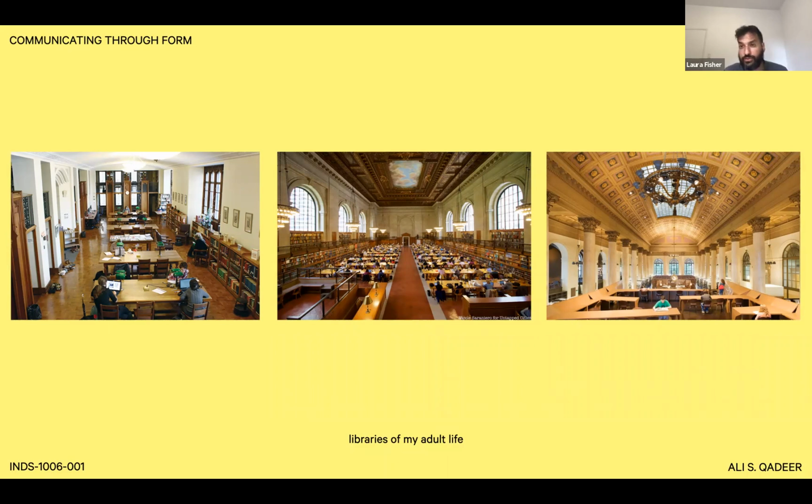After that, I moved to New York City. In the middle there, you're going to see the New York Public Library, where I became a self-taught graphic designer and worked there for many years. And lastly, at one point, I realized that my self-initiated learning was insufficient, and I decided to go back to school. And I went to the Rhode Island School of Design in Providence. That's the RISD library right there, where I got my MFA in graphic design.